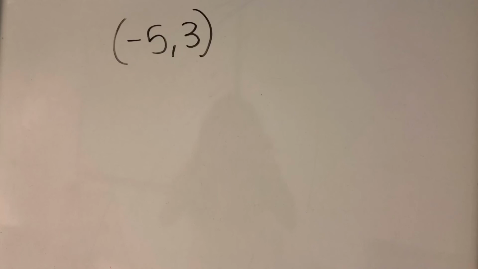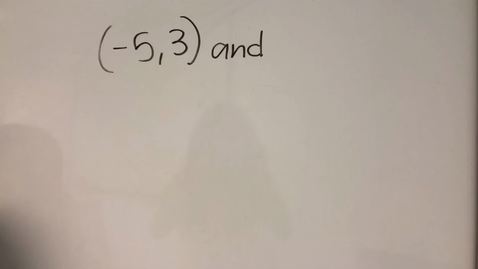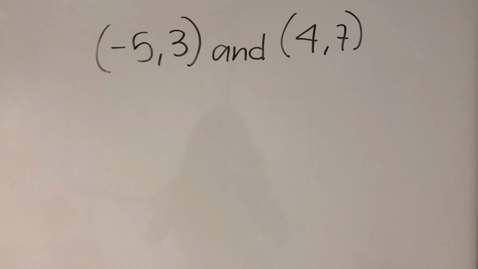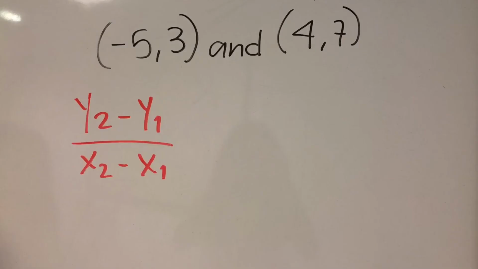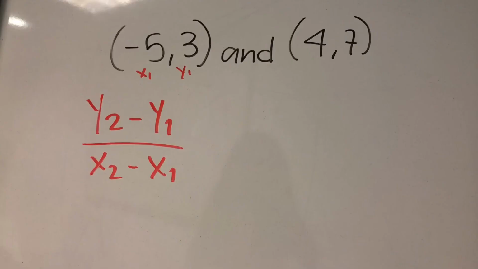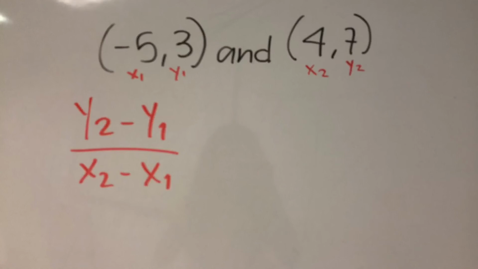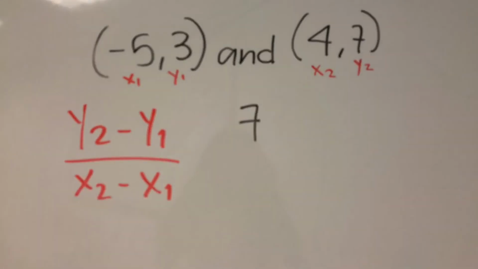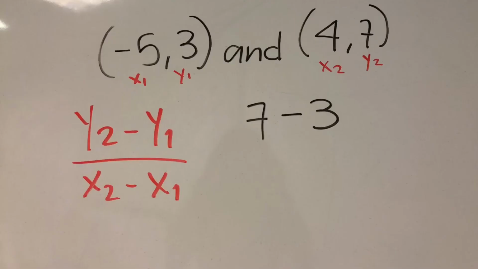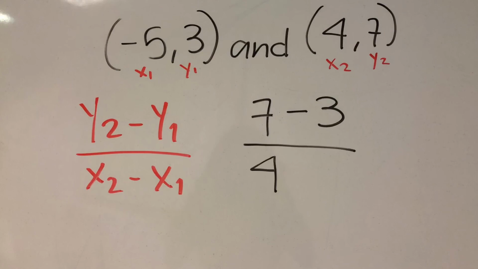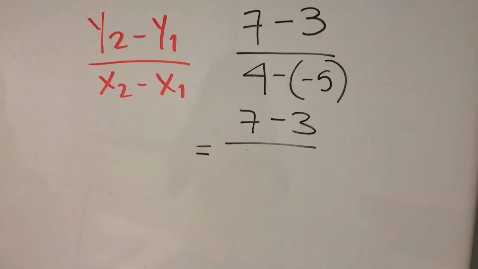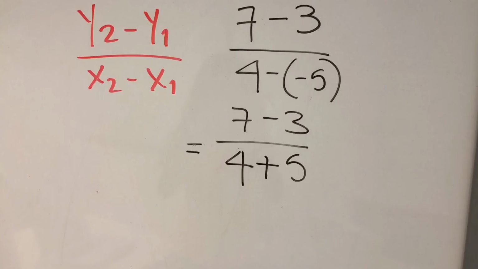Finally, the last exercise. Our first parenthesis will be x1 and y1, and the next will be x2 and y2. You will then substitute these numbers according to the formula and then add and subtract, and you'll get the answer.